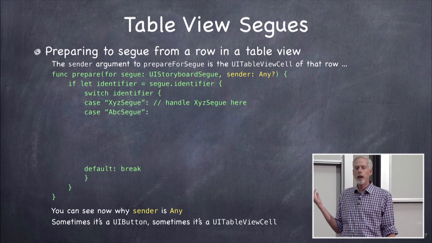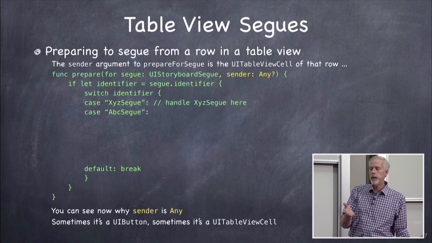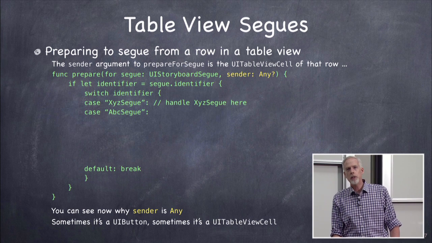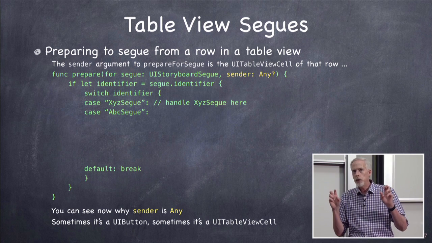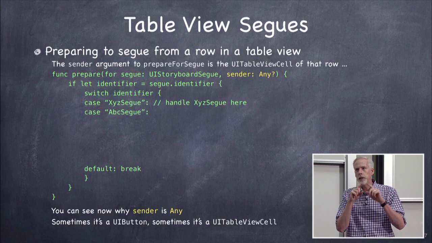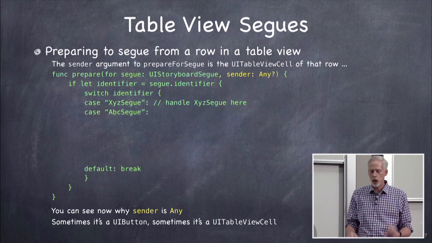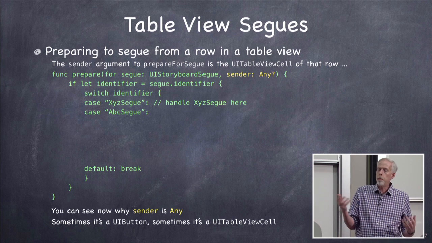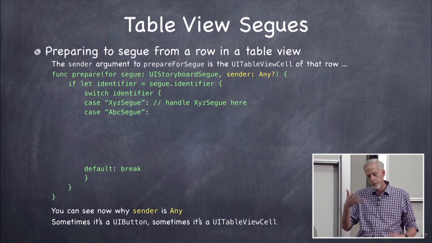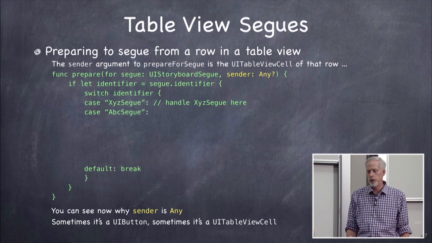Notice the sender there is Any, and when you're segueing in a table view, what do you think that Any is going to be? UI table view cell, okay? That view that contains the row. So that is going to be the sender, just like a button is the sender. If you click on a button to segue, the row, the UI table view cell, is the sender in that case.